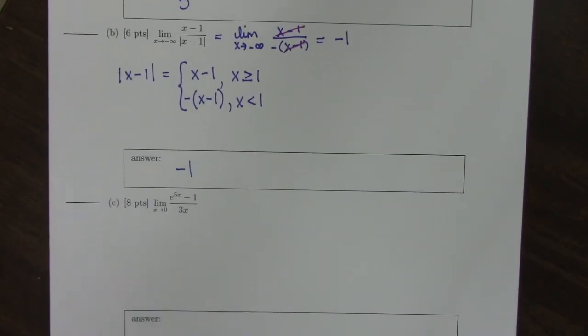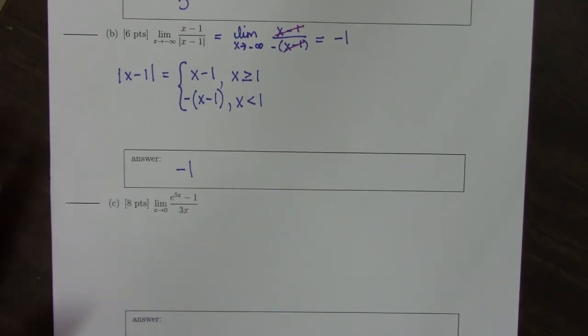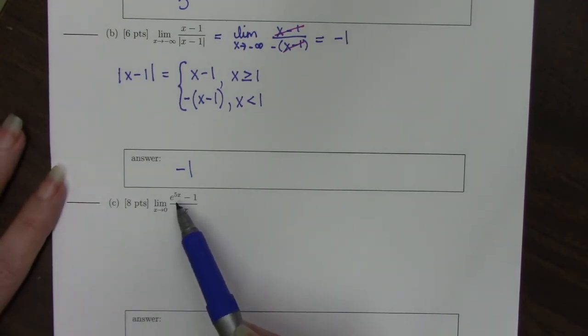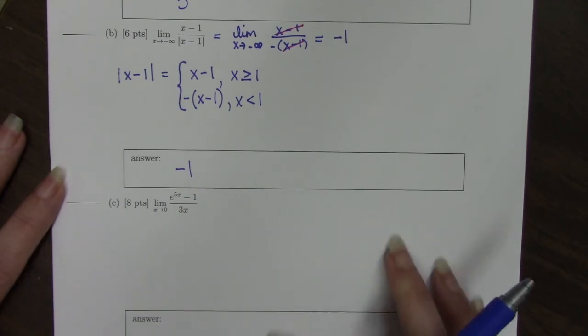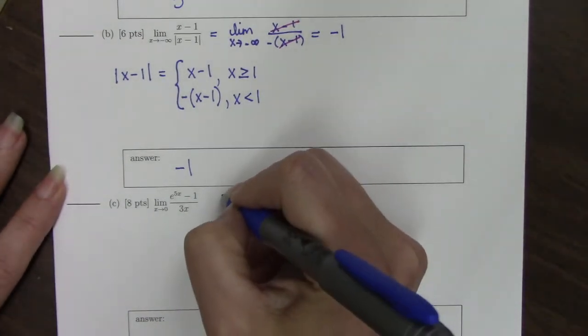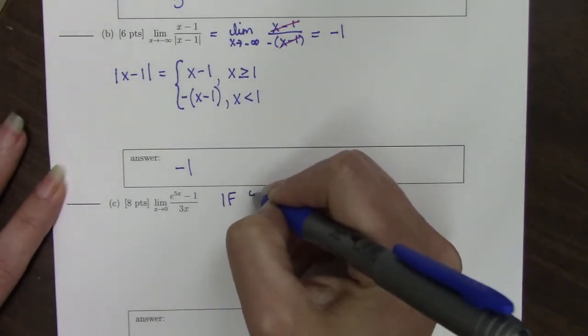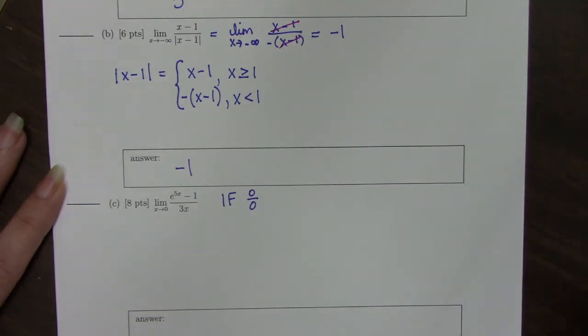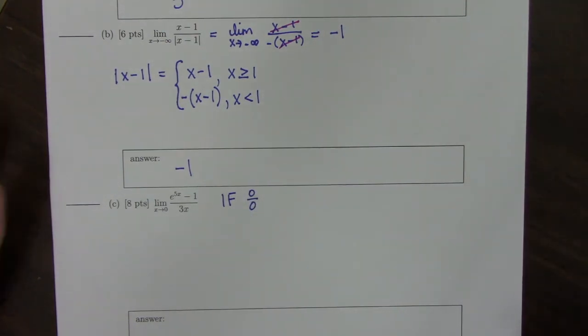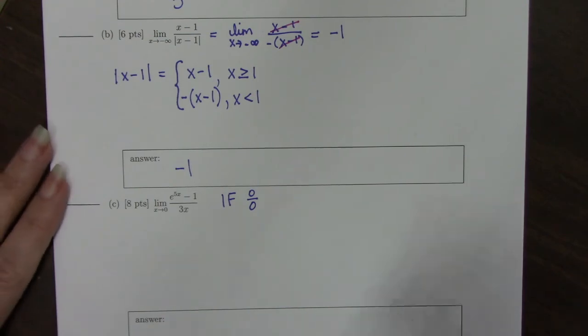The next function, if we try to do direct substitution, we have e to the 5x in the numerator. E to the 0 is 1, so 1 minus 1 would give us 0. And in the denominator, if we plug in 0, we would get 0. So what we have here is an indeterminate form of 0 over 0. So this is, in fact, a candidate for L'Hopital.